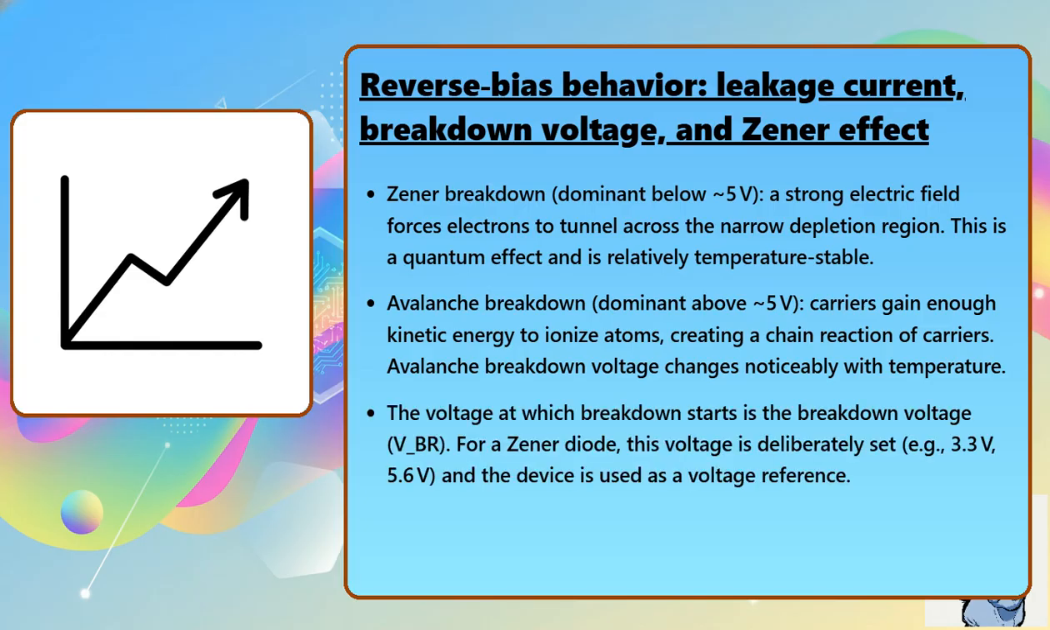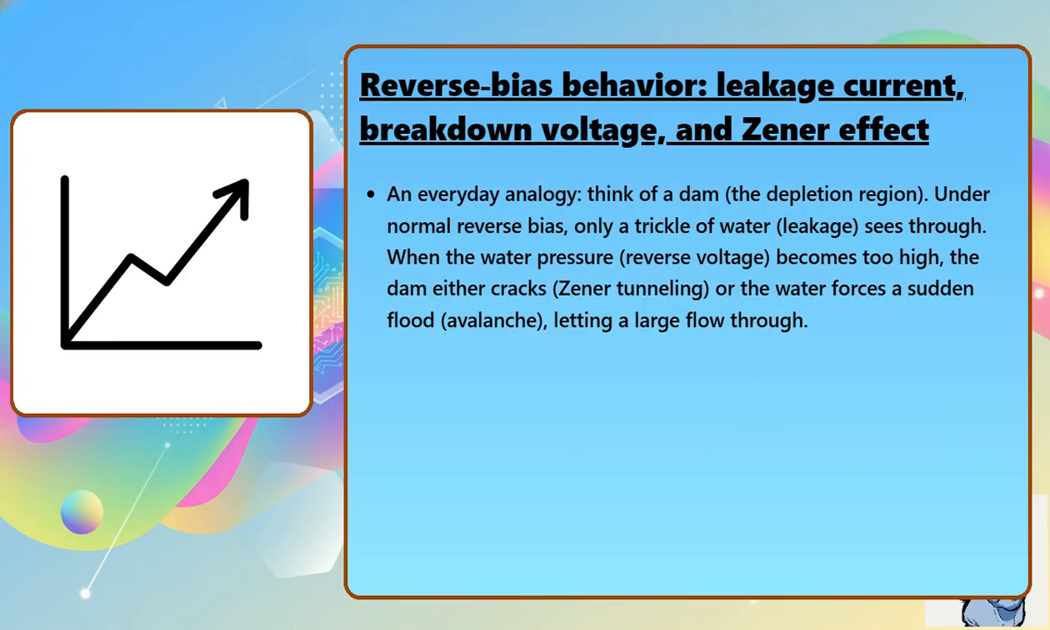The voltage at which breakdown starts is the breakdown voltage, V sub Br for a Zener diode. This voltage is deliberately set, for example 3.3 volts, 5.6 volts, and the device is used as a voltage reference. An everyday analogy: think of a dam, the depletion region. Under normal reverse bias, only a trickle of water leakage seeps through. When the water pressure, reverse voltage, becomes too high, the dam either cracks, Zener tunneling, or the water forces a sudden flood, avalanche, letting a large flow through.